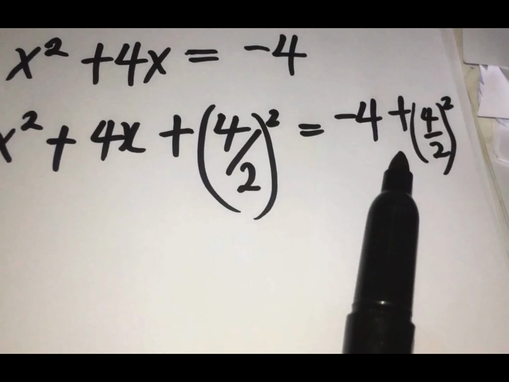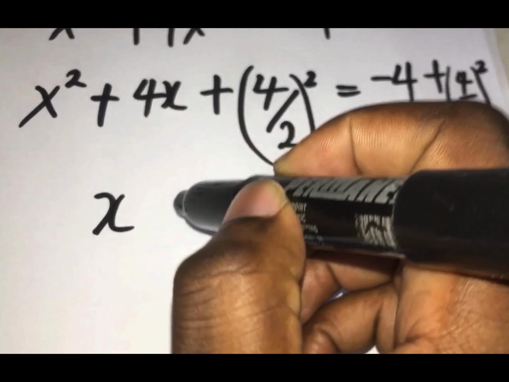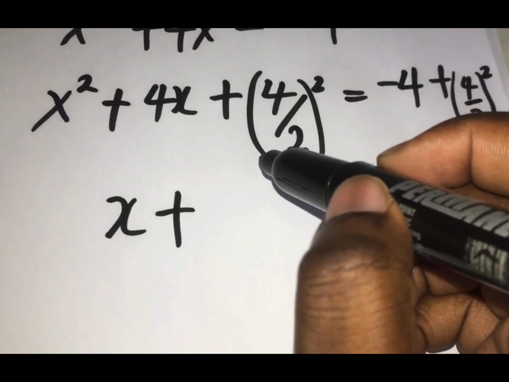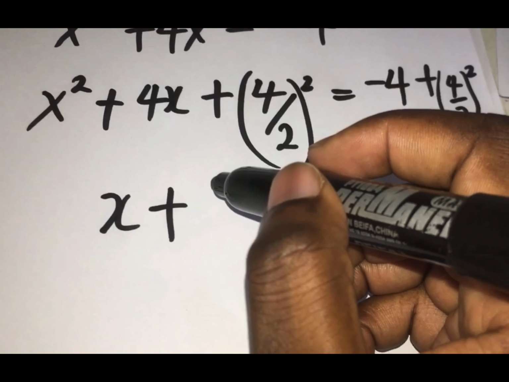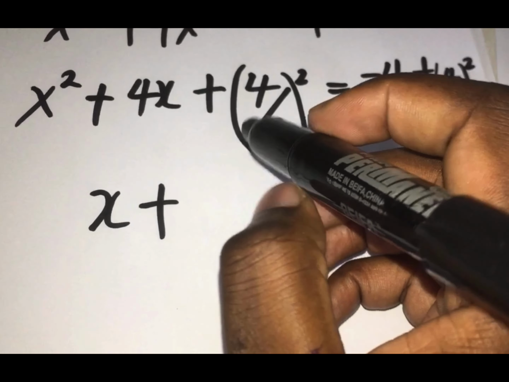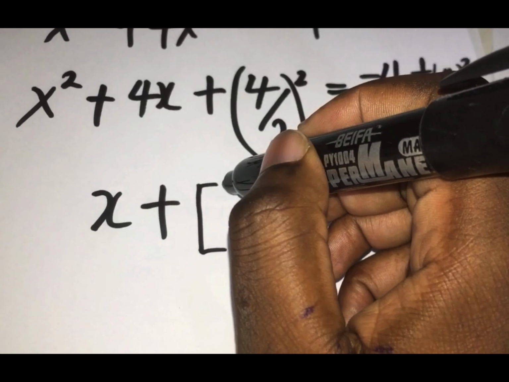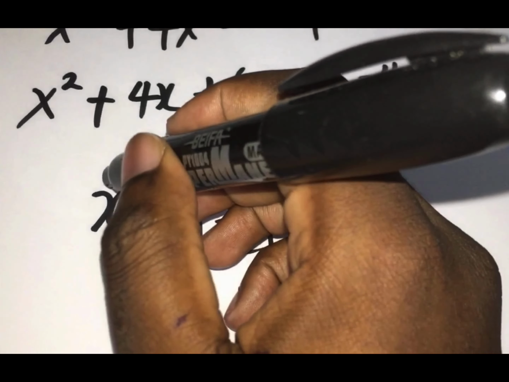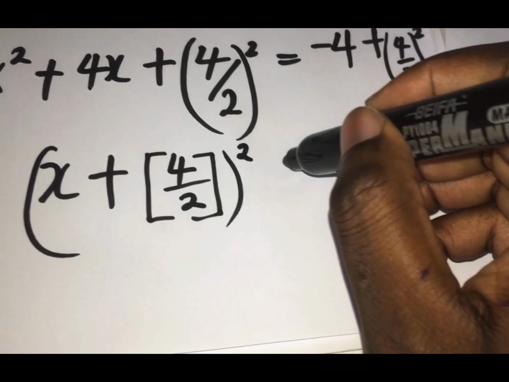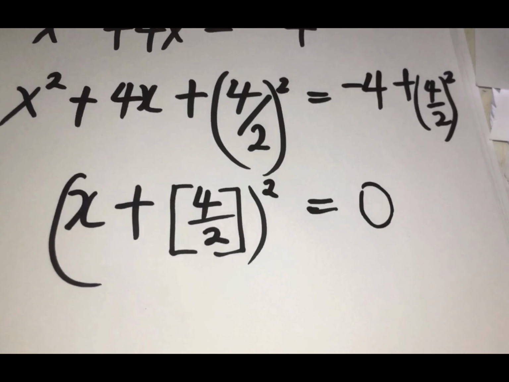So automatically here we factorize, it becomes x plus 2. So how do you know that? Because it's x plus b over 2, b is 4, over 2. Then everything squared. That side gives us a 0. So we'll reach this part.